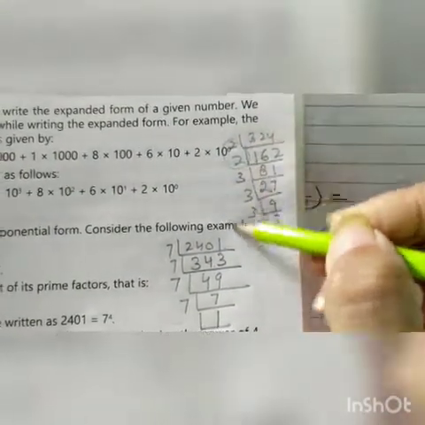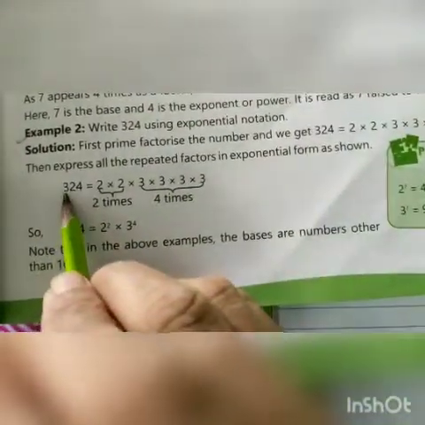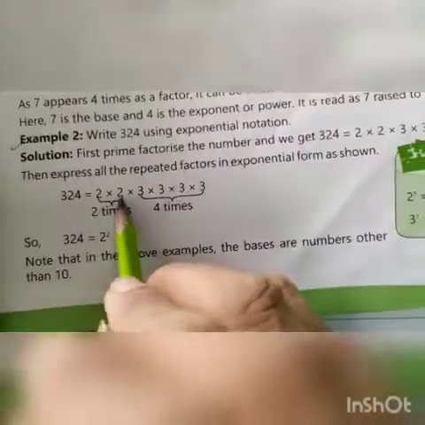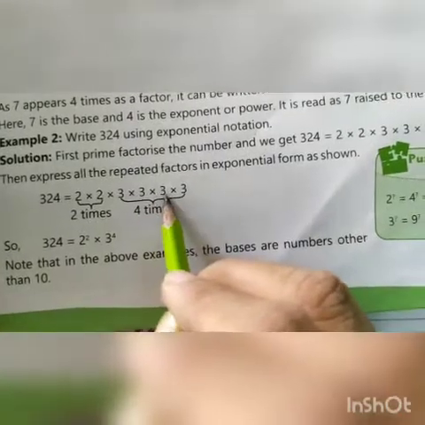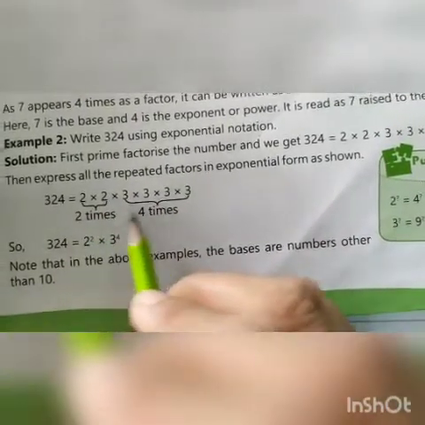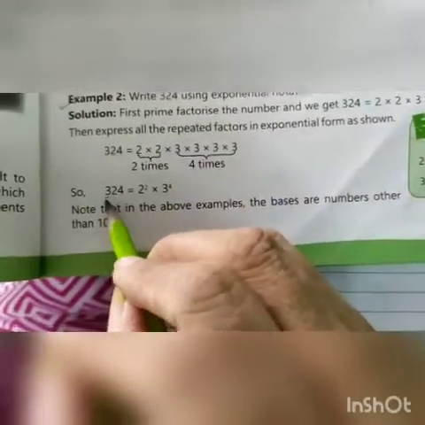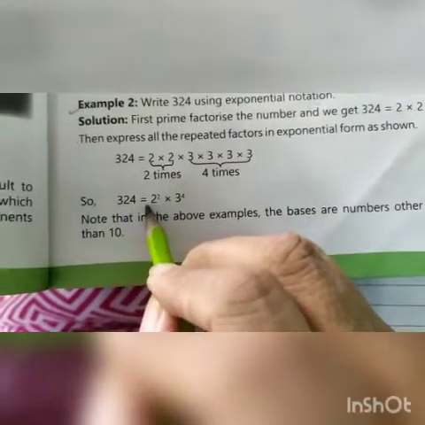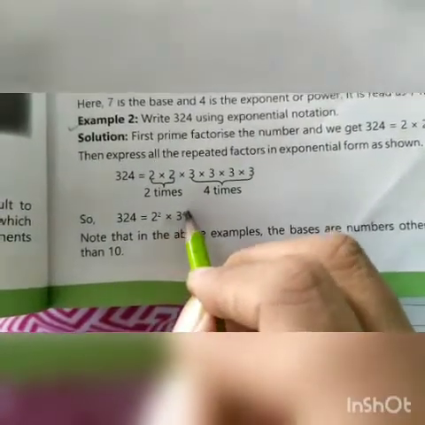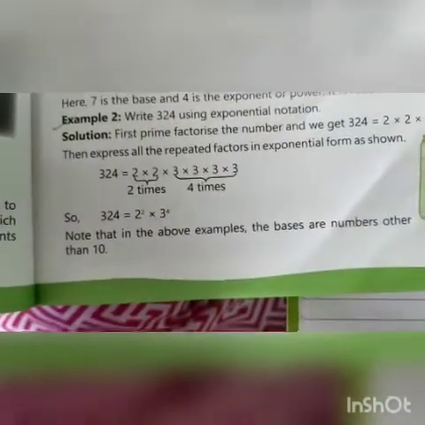So here you are observing that when we do the prime factors of 324, we get 2 two times and 3 four times. See here, 324 is equal to 2 into 2 into 3 into 3 into 3 into 3. We are getting 2 two times and 3 four times. So we can write 324 is equal to 2 power 2 into 3 power 4. Clear?